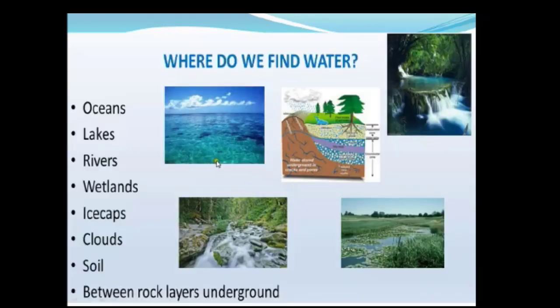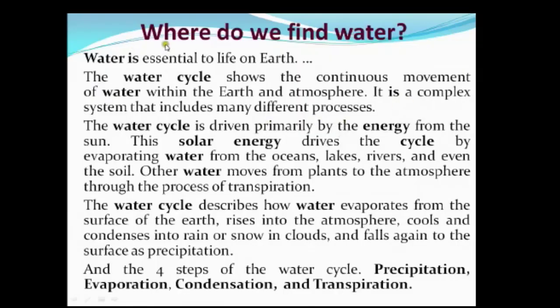As we are all aware, we can get water from the oceans, lakes, rivers, wetlands, ice caps, clouds, soil, and between the rock layers underground. So these are the different ways from which we can get water. Also we can say that water is essential to life on the earth, similar to air.